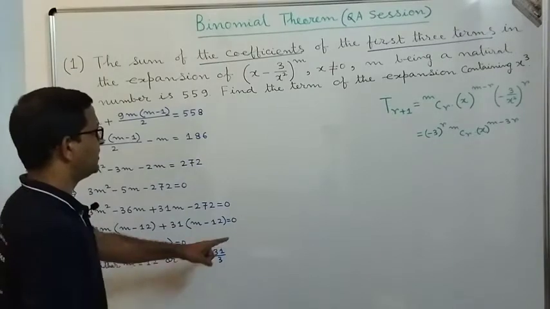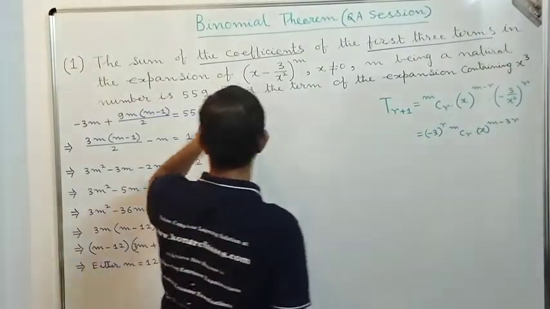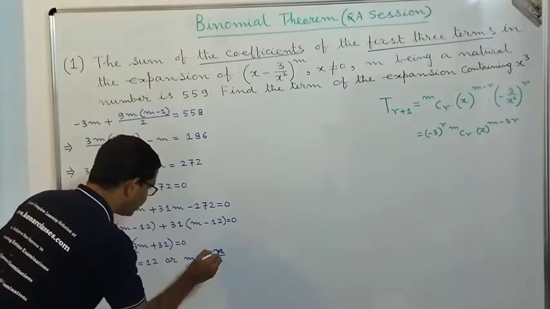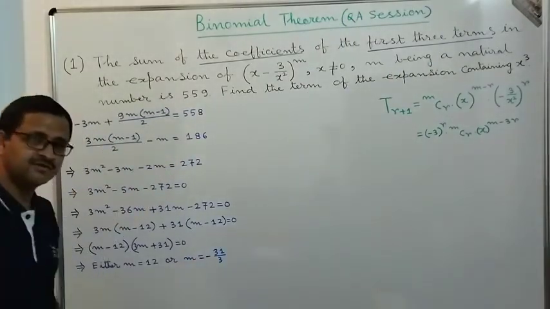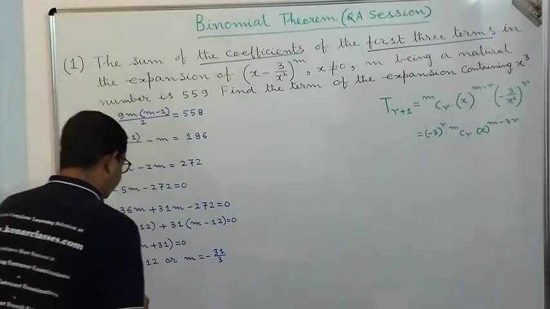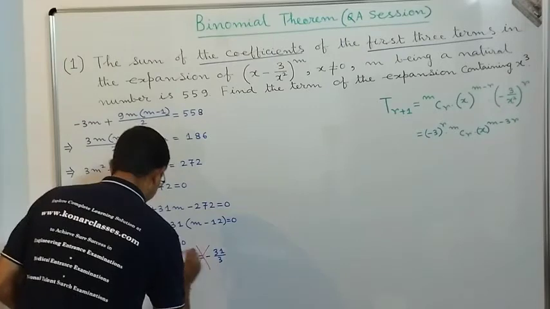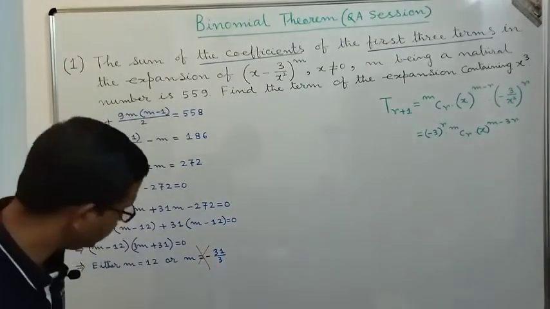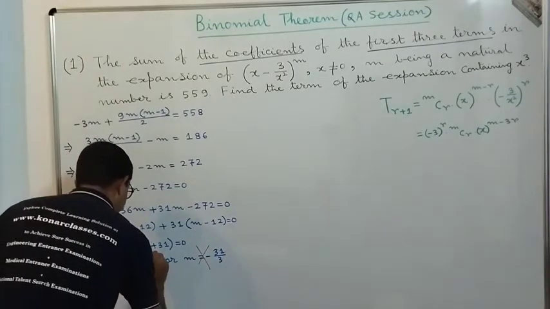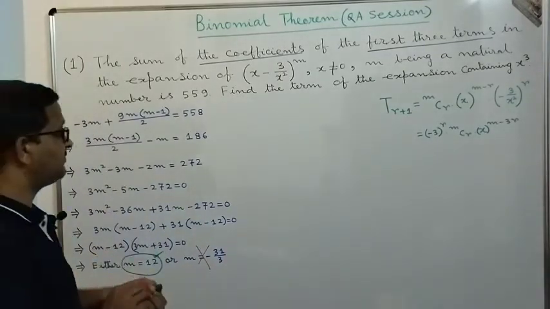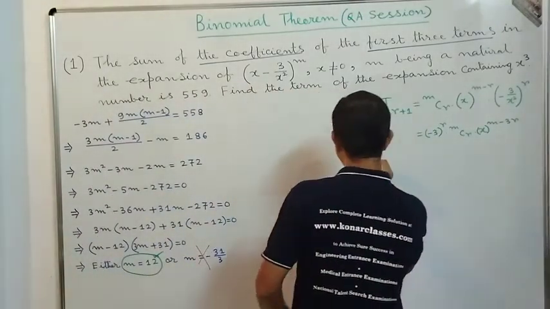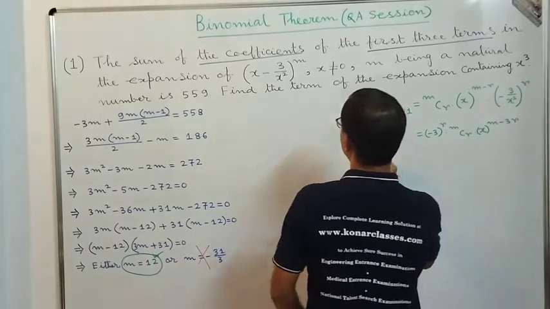But dear students, according to the question, m is a natural number. So m cannot be minus 31 by 3, because that is not a natural number. So this value of m is not acceptable. The value of m we can accept is m equal to 12. So this is the acceptable value. Once we get that, we can write the value of m is equal to 12.